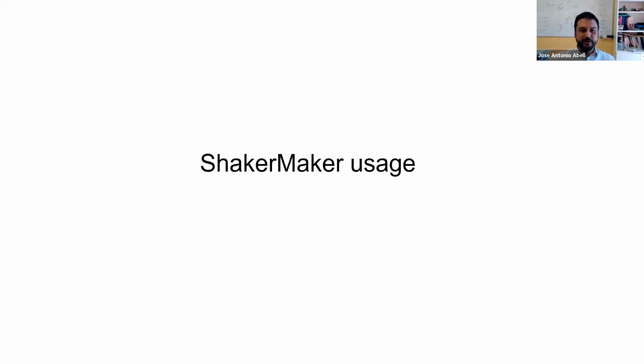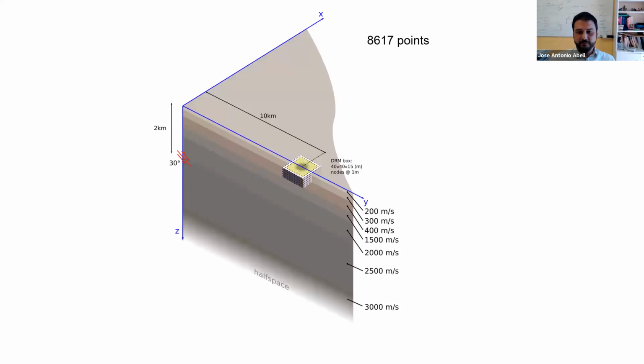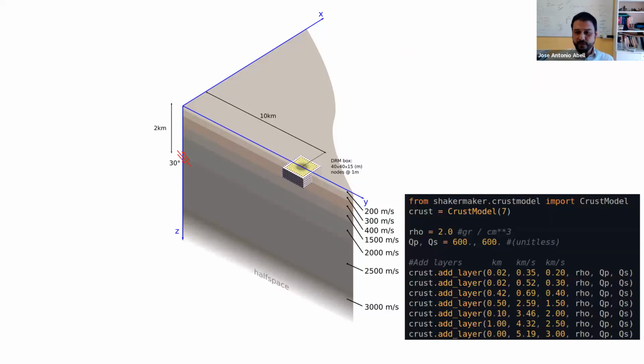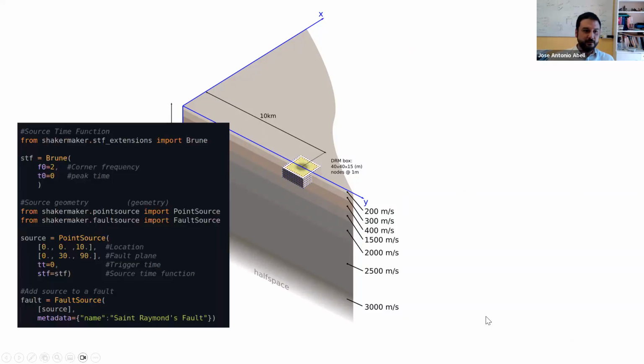So how do you use ShakerMaker? You basically have to specify the 1D crustal structure, the fault, the place where you want to record, and how you want to record. You don't need to do DRM. You can get just single points, and ShakerMaker is going to run nice and fast. For example, this is what it looks like to add crust layers. You initialize a crust model with how many layers you want, and you add crust layers with their propagation properties. And then on the other side, you can specify the fault source.